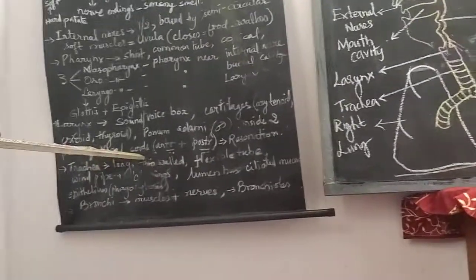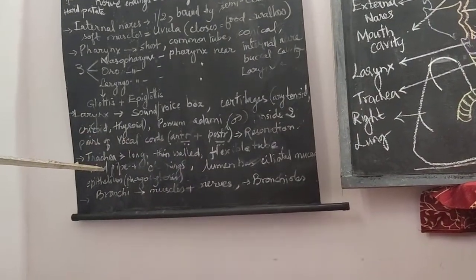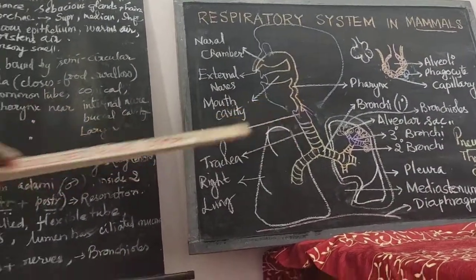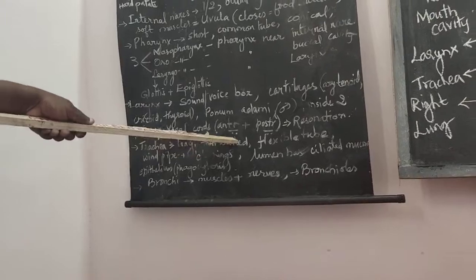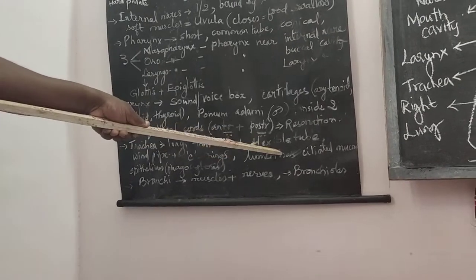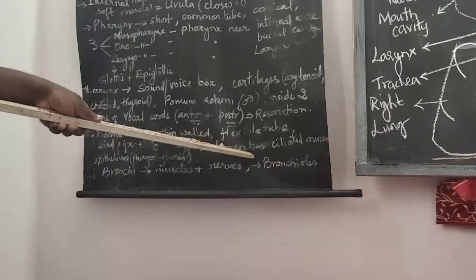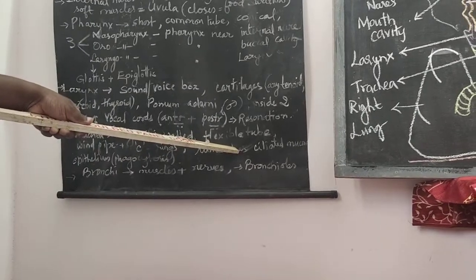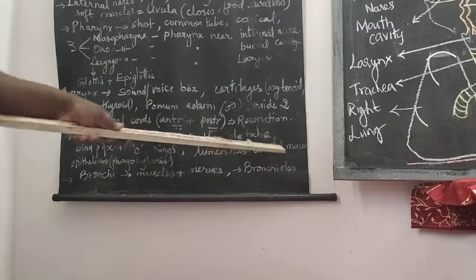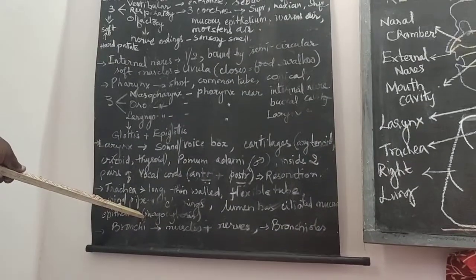The larynx will now lead down into the structure called the trachea. The trachea is a long tube which is seen at the median position. It is a thin-walled, flexible tube. This tube internally consists of a lumen, the cavity. The cavity is lined with ciliated mucous epithelial cells.